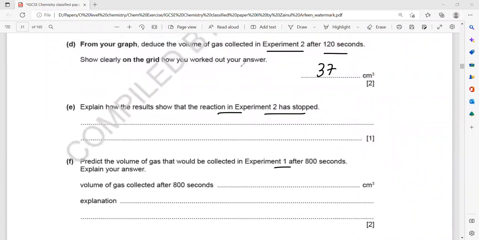For experiment 1 and 2, we use the same amount of reactant. If in experiment 2 the total volume was 40, what will it be in experiment 1? It will be 40. Why 40? Because we use the same amount of reactant, and after 800 seconds, the reaction definitely will stop. So we'll get the same amount of gas which we collected in experiment 2. What is the explanation or reason for that? Because the same amount of reactant was used in both experiments.